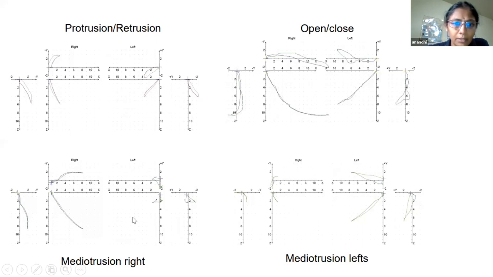So Bennett movement, you can see over here, this is Bennett movement. What is Bennett movement? It is when you're doing laterotrusion, the condyle moves away or inward. Sometimes they even move inside depending on the rotation of the condyle. So the Bennett movement is on mediotrusion. On the working side, the condyle translates basically. Instead of rotation, there is some translation. So that is what Bennett movement is.